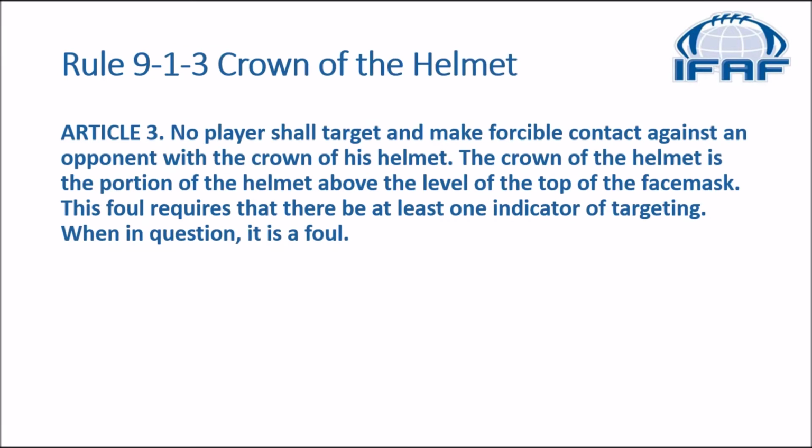In Rule 9:13, crown of the helmet is defined. No player shall target and make forcible contact against an opponent with the crown of his helmet. The crown of the helmet is the portion of the helmet above the level of the top of the face mask. This foul requires that there be at least one indicator of targeting. When in question, it is a foul.